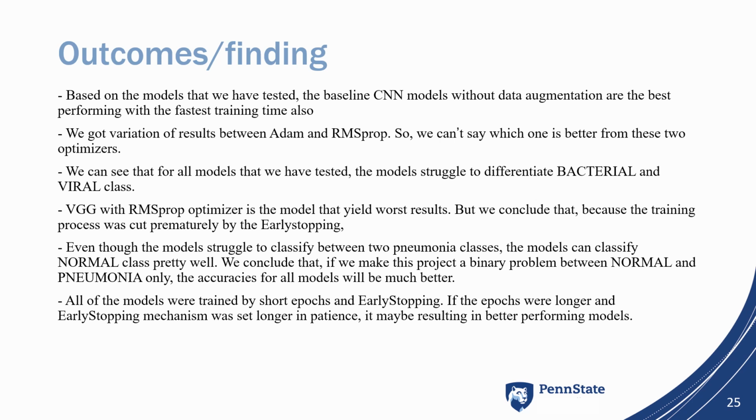And then we can see that for all models that we have tested, the models struggle to differentiate between bacterial and viral class. Next, the VGG with RMSprop optimizer is the model that yielded the worst results, but we conclude that because the training process was cut prematurely by the early stopping mechanism. And even though the models struggle to classify between two pneumonia classes, the models can classify normal class pretty well.